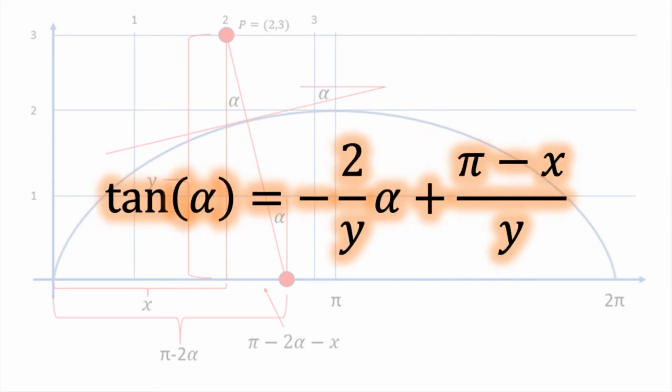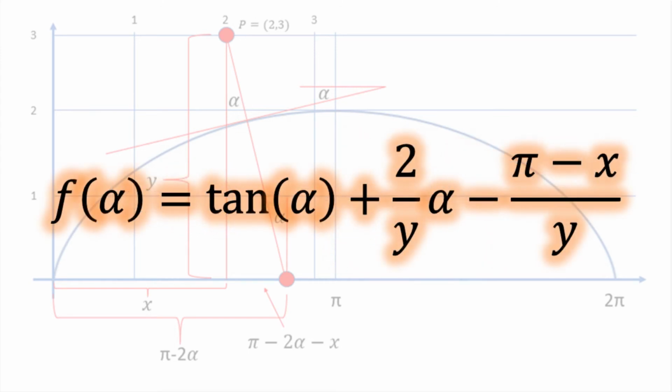I'm going to manipulate the formula a little bit so that I can find a better way to do the derivation, which eventually is going to have to come, and I'll explain that in a minute. So now we have tan of angle alpha equaling negative 2 over y alpha plus pi minus x over y. All I did is rearrange the terms. And now I'm going to set it equal to a function. I'm going to actually turn it into a function, all right? So we have the function of alpha equaling the tan of alpha plus 2 over y alpha minus x, pi minus x over y.